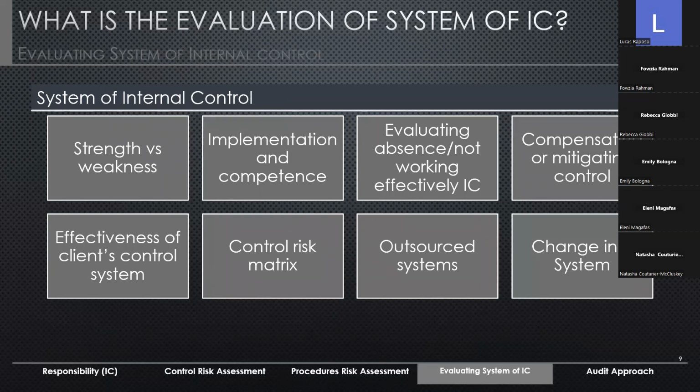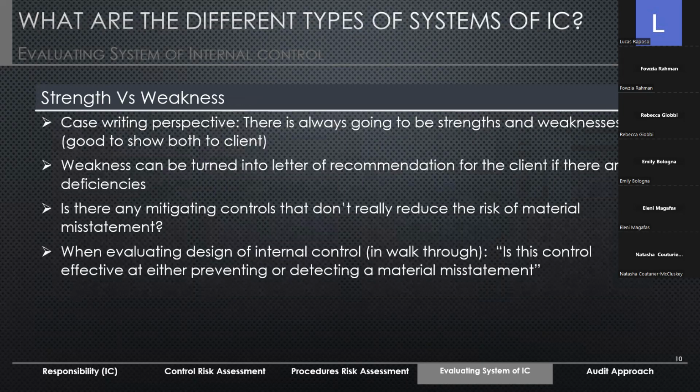So now we're going to be evaluating a system of internal controls, right? We're going to be looking at whether the control risk is high or low. So these are the steps that you would be taking. Okay? So the first one is strength versus weakness. This is more for the case writing at the end of the final. You'll have to say the strength, but also the weakness. But whenever there's a weakness, you have to know that it could be turned into something positive.